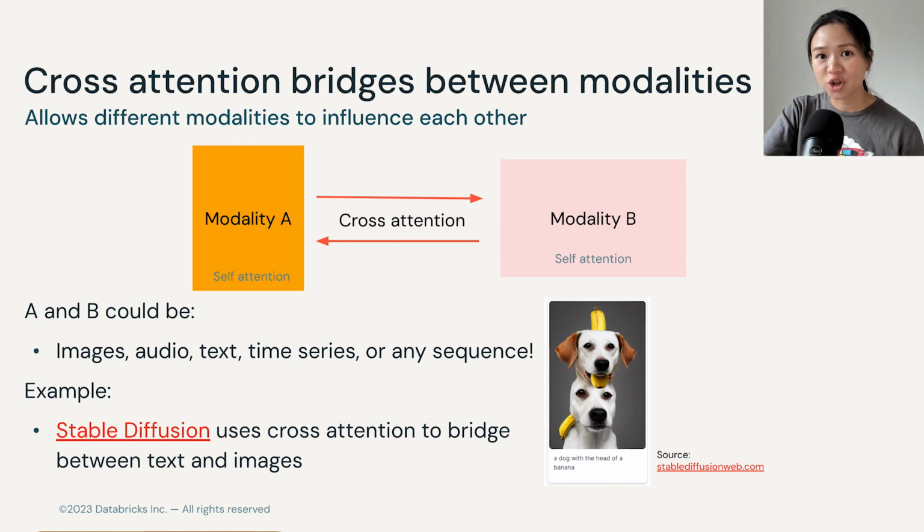Specifically, the cross-attention mechanism can help bridge between modalities, be it images, audio, text, or neural time series. And in fact, this is what Stable Diffusion, which is a text-to-image model, uses. So you can see on the right image over here, we can ask the Stable Diffusion model to generate an image from text. And that is using cross-attention to bridge between text and images.